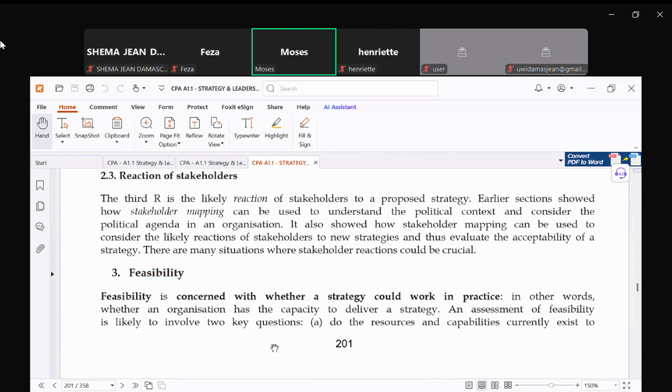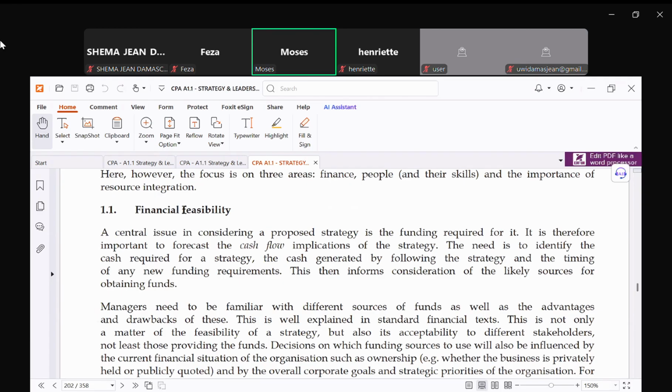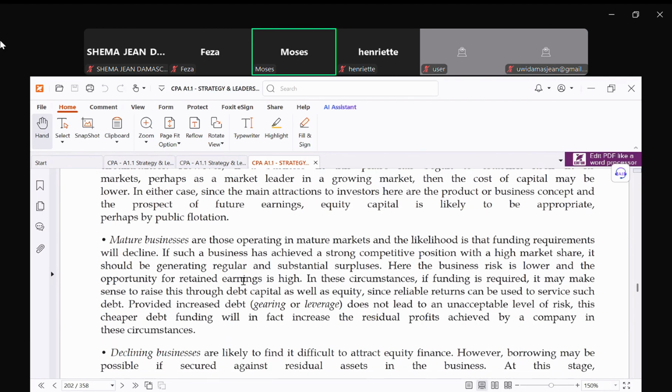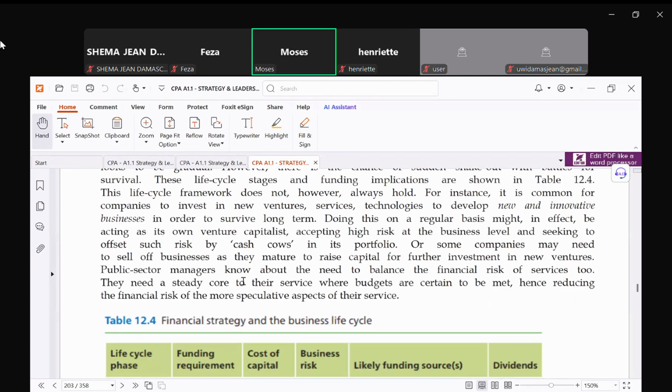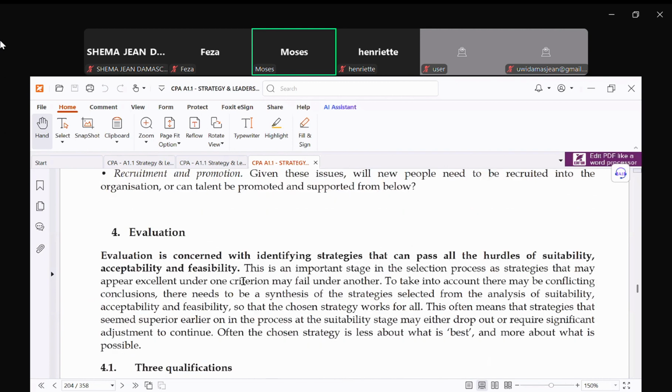Remember when we said the SAFE method? Yeah, SAFE: suitability, accessibility, feasibility. Under feasibility, there is where you are supposed to calculate financial feasibility. And under financial feasibility, you can be asked to compute some ratios.